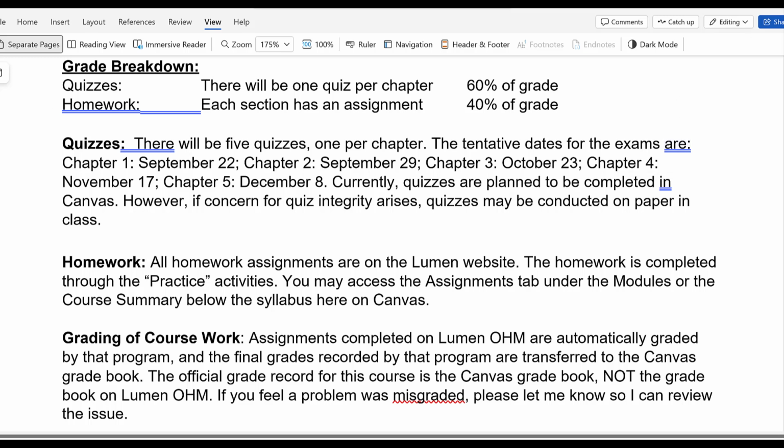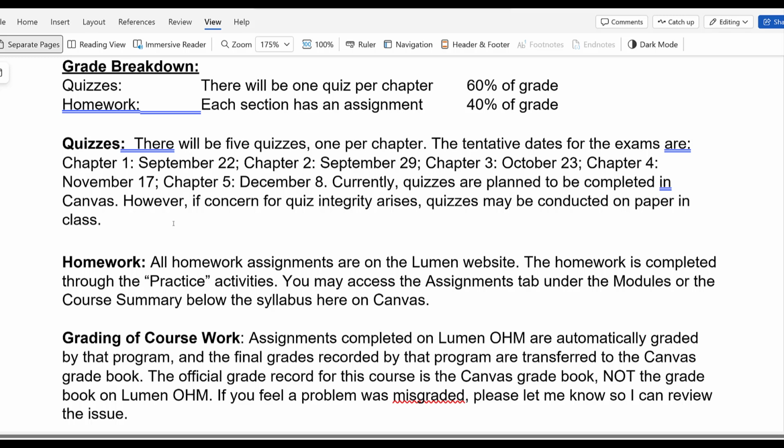Hang on, I should probably verify this. Yeah, I'm pretty sure those are correct. Okay. So those are when our quizzes are going to be, and you can see in the calendar coming up here what we have currently. Quizzes are planned to be completed in Canvas. However, if concern for quiz integrity arises, quizzes may be conducted on paper in class.